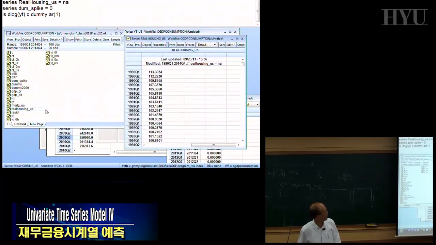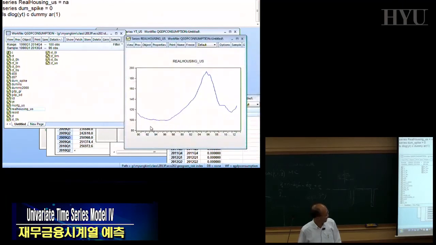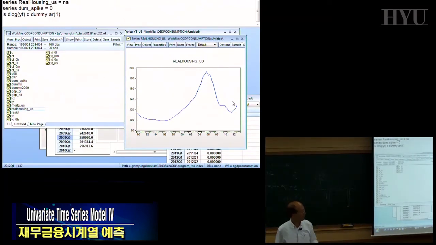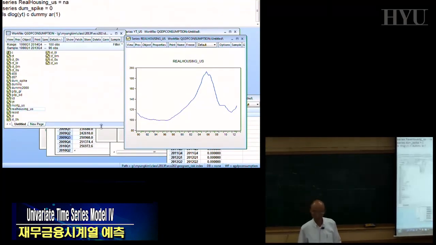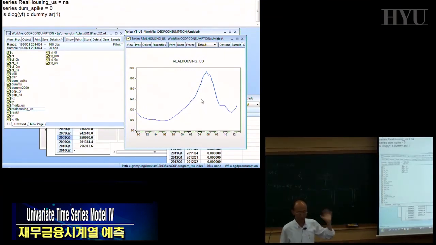This one, real housing US. This is the housing price of the US market. People are interested in seeing whether this housing price has recovered to the long-term trend, or is overvalued or undervalued. Depending on whether you draw a line like this one or that one, or a different trend, you have very different answers. So these are highlight series these days that require further modeling and analysis.